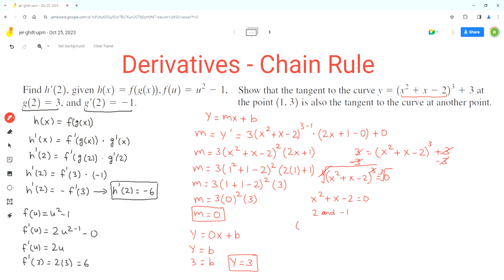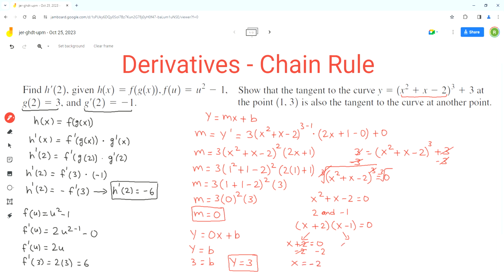So the factored form of this equation will be x plus 2 times x minus 1 equals 0. And now we get the two cases. So x plus 2 equals 0. And from that we subtract 2 from both sides to isolate x on the left side. So we get x equals negative 2.